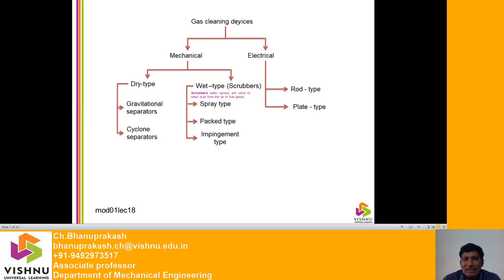Earlier we discussed very clearly that gas cleaning devices will be divided into two. One is mechanical and another one is electrical. Electrical devices are again subclassified into the rod type and the plate type. But here what we are going to discuss is the electrostatic precipitator, which we will discuss in the upcoming lecture. So today we will cover the entire mechanical gas cleaning devices or dust collectors.